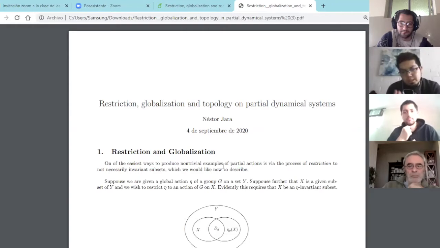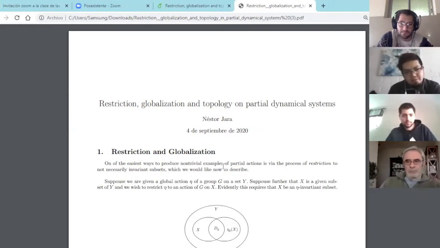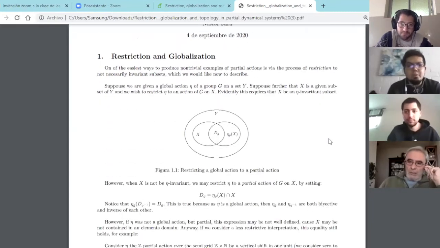So this document that I prepared is a mixture between some parts of Exel, some comments that I have added, and I have also removed some parts of Exel's book. So let's review it. First we will start with the restriction and globalization.